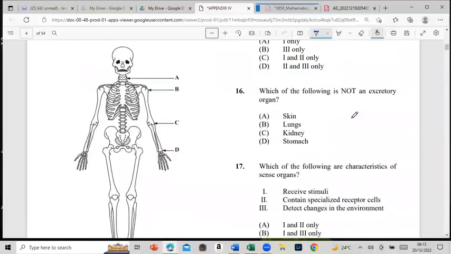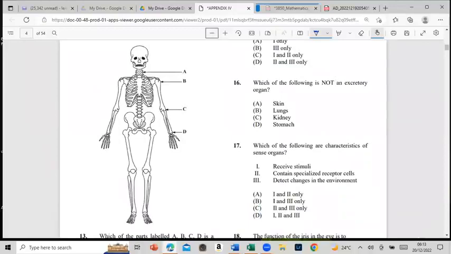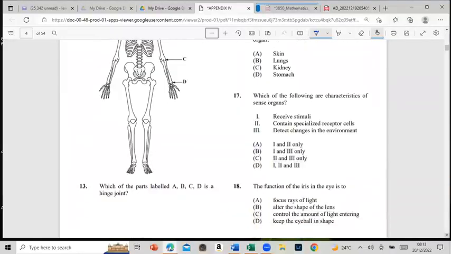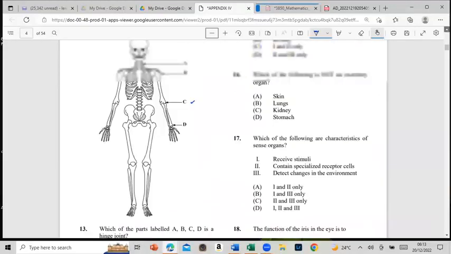Number 13 is on the skeleton. It says item 13 refers to the diagram of the human skeleton. Which of the parts labeled A, B, C, D is a hinge joint? And that would be right here. So that is C. So for 13, it would be C. And let's move on to 14.